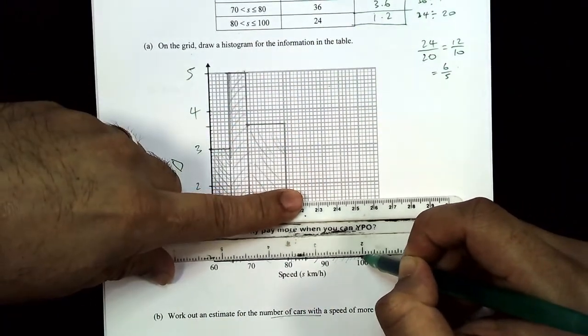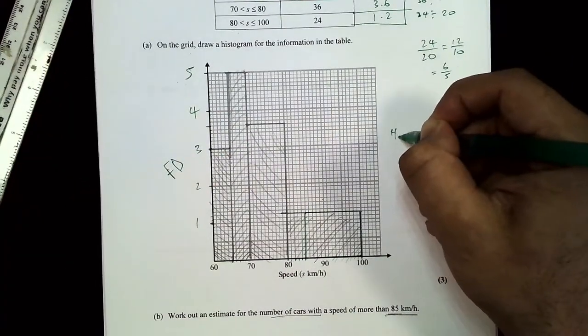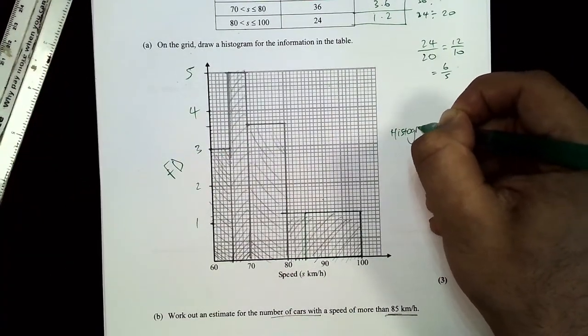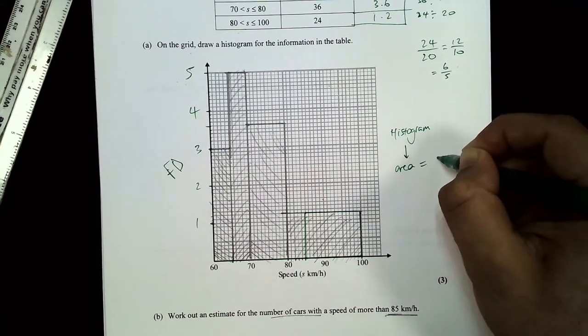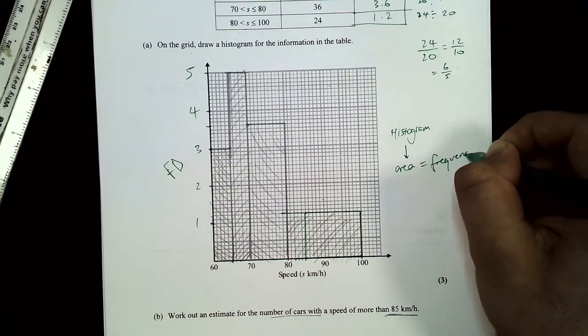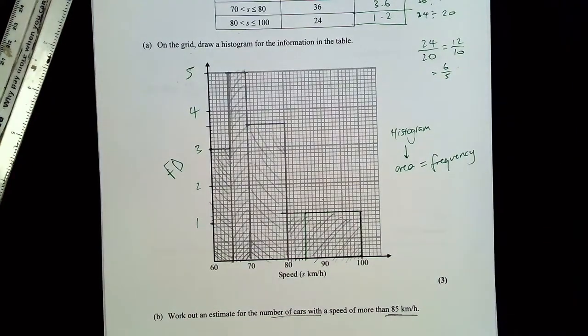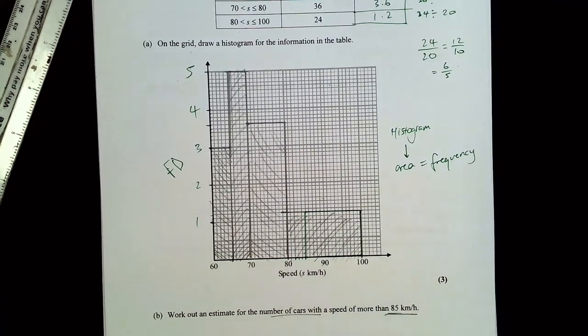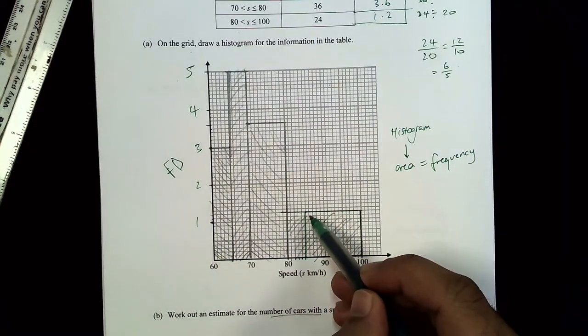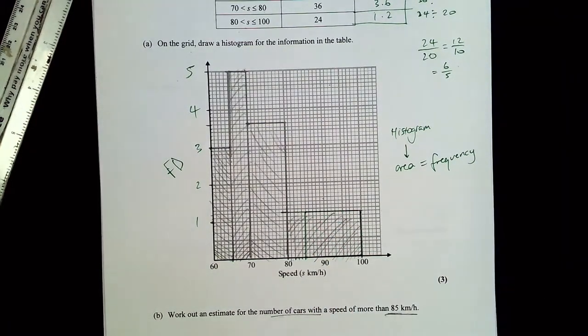Now, the thing about a histogram, and I want you to remember this: histogram, area equals frequency. Unlike with a bar chart, where the height of the bar tells you how much frequency there is, with a histogram it's the area of the bar. So what I basically have to do for this is work out the area of this green bit of the bar.